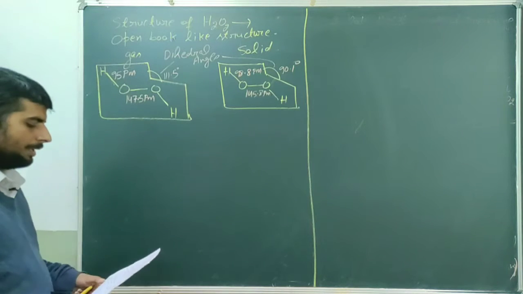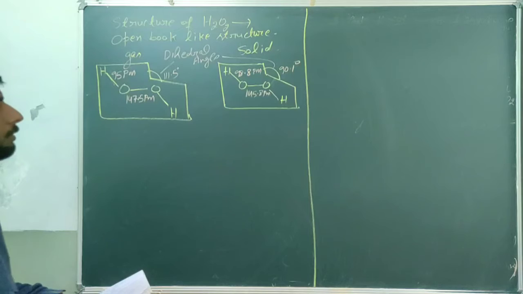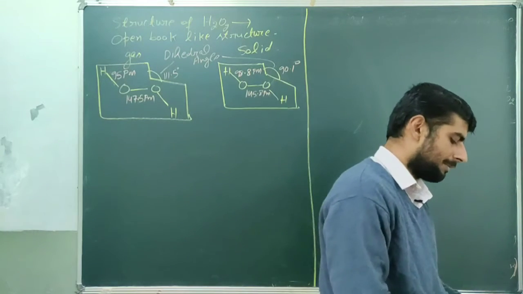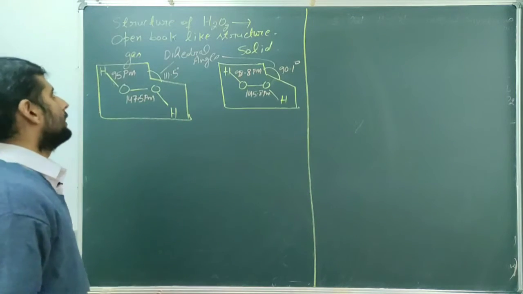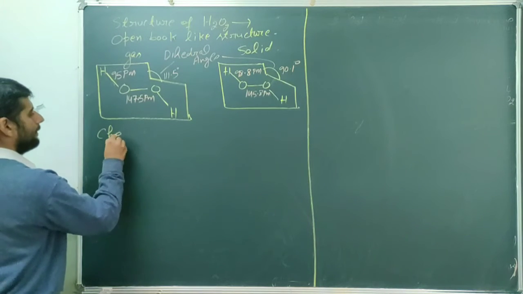So H2O2 is in gas phase or in solid phase, the two forms, the two structures, the structure is very simple. One time if you draw it, then you will remember this bond angle and bond length, that you have to remember. Okay, so now chemical properties that we will discuss.